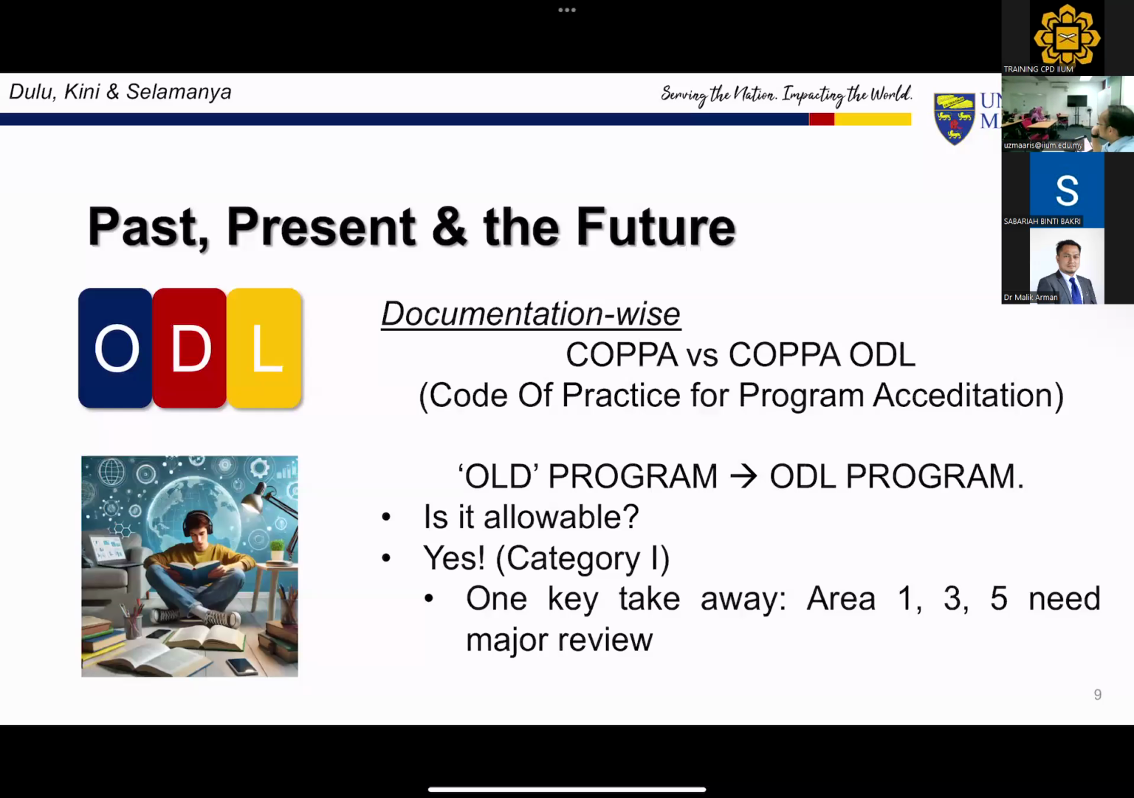How many sections? Seven sections, if I'm not mistaken. Each section talks about individual things. Some are related to the program, some are related to how the university provides facilities for the ODL program. So it covers a lot of things. At the end of the day, if you were to offer an ODL program, it's similar to how you prepare your PISA document for your conventional program.